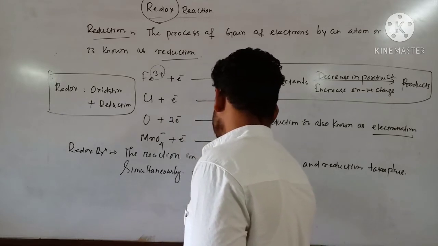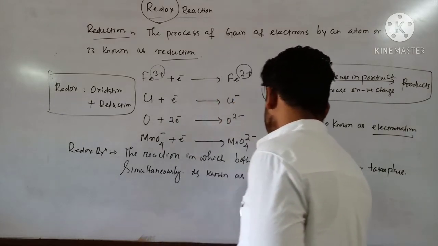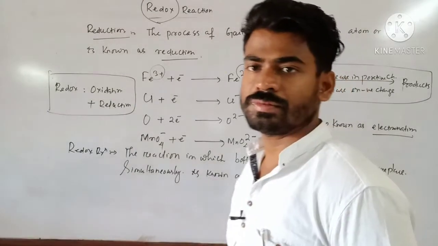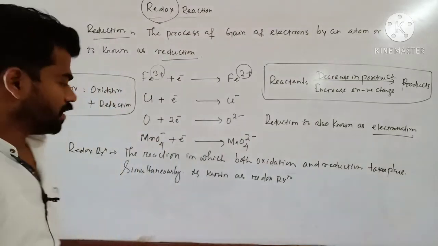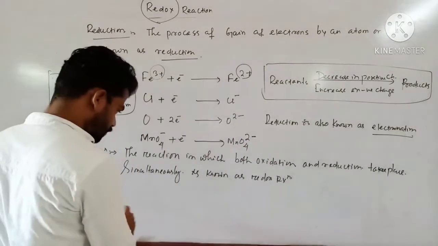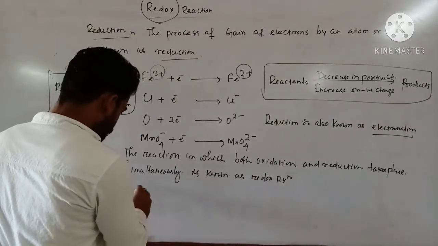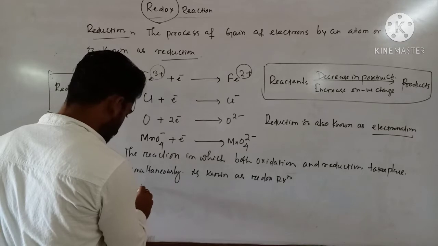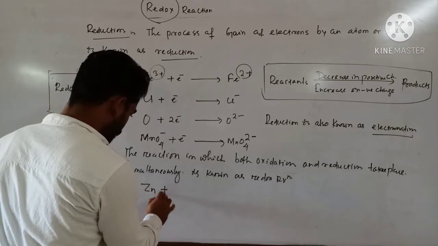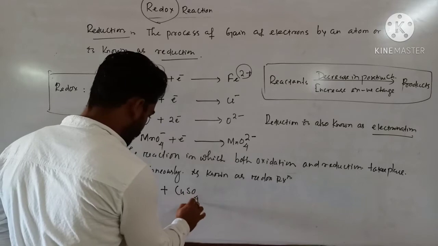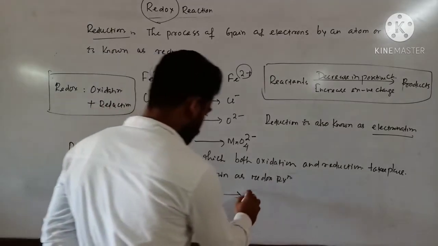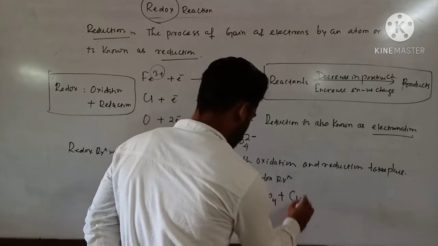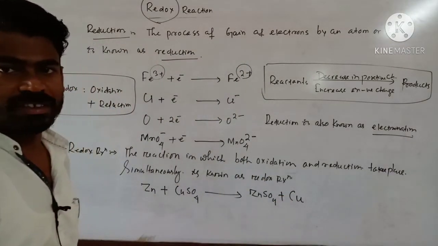is known as redox reaction. For example, if I consider, let's say, zinc plus copper sulfate get converted into ZnSO4 plus Cu. So displacement reaction, metal displacement reaction I am considering.